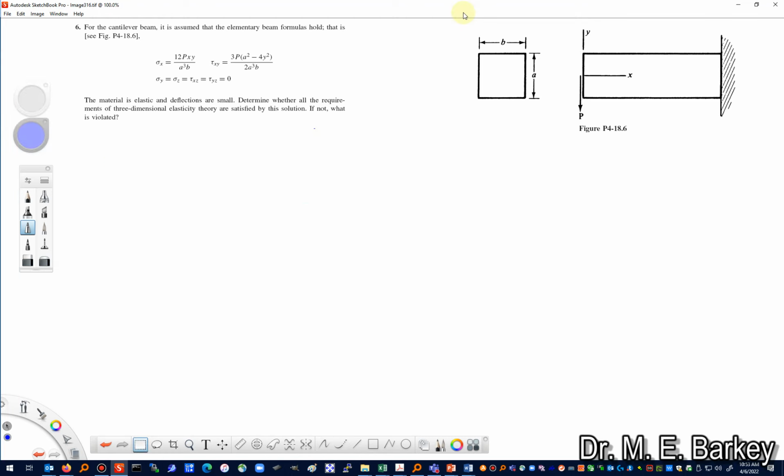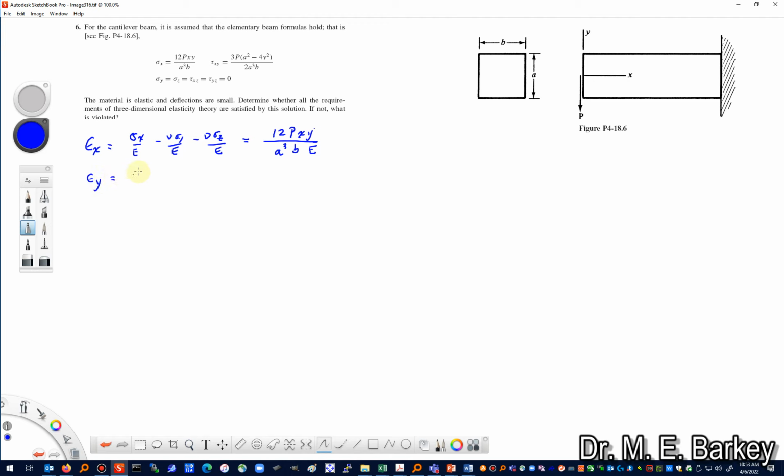Alright, and so we're going to calculate our epsilon x. We're going to use our 3D Hooke's law, which is going to be sigma x over E, and then of course minus nu sigma y over E minus nu sigma z over E. Sigma y and sigma z are 0, so what we're left with is sigma x over E, which will be 12 p x y over a cubed b E. Of course, you could use the version of this with the Lamé constants.